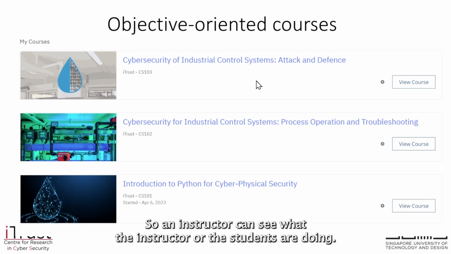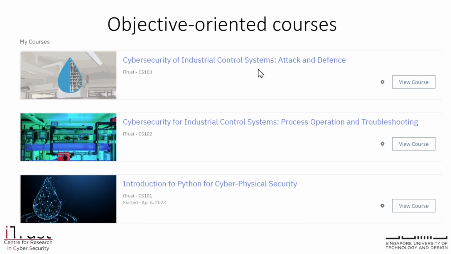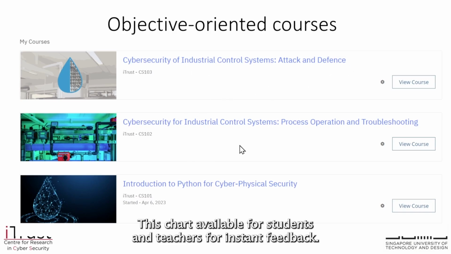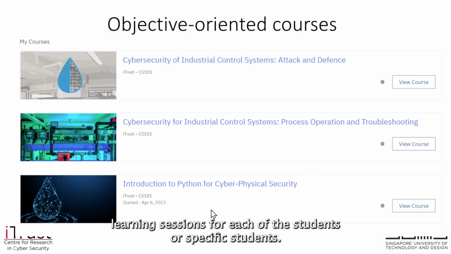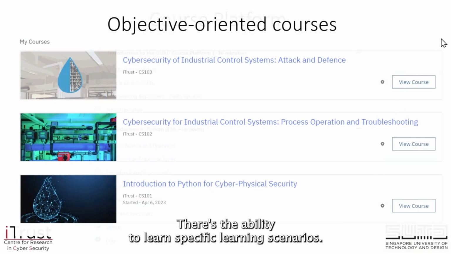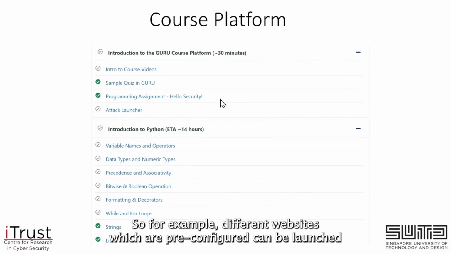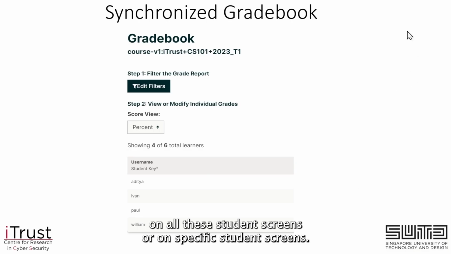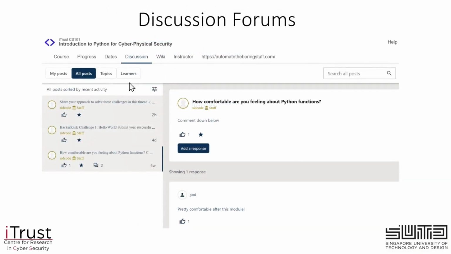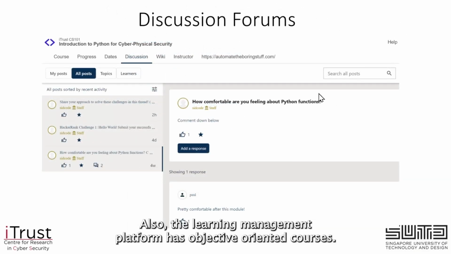So an instructor can see what the students are doing. There's chat available for students and teachers for instant feedback if the students are remotely located. There's the ability to record learning sessions for each of the students or specific students. There's the ability to launch specific learning scenarios. So for example, different websites which are pre-configured can be launched on all these student screens or on specific student screens.